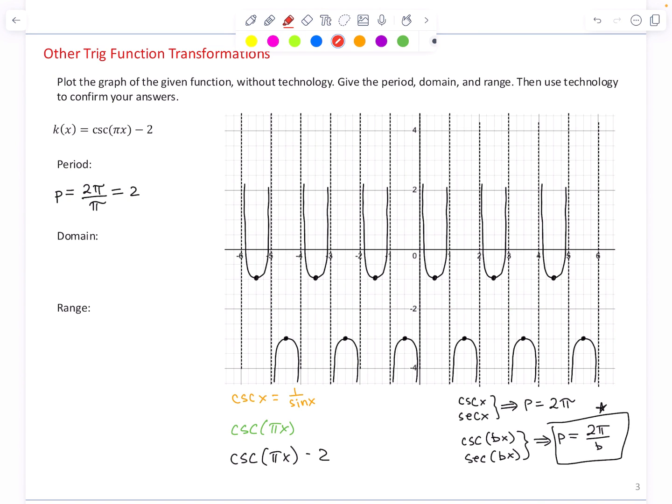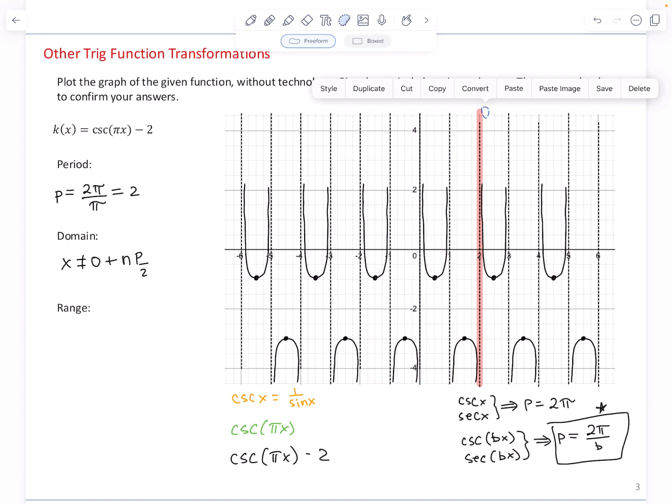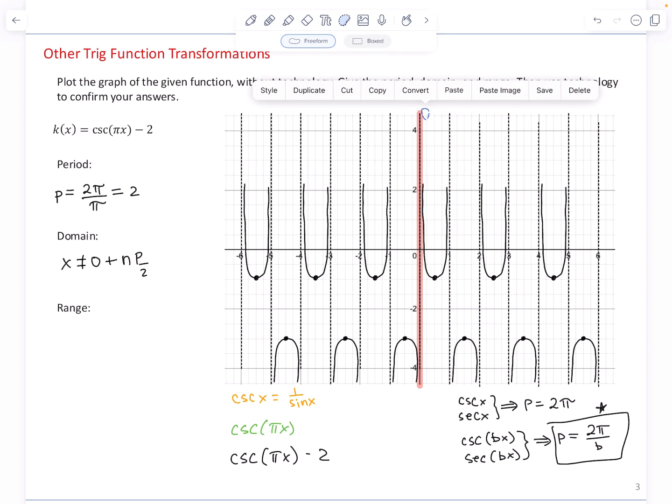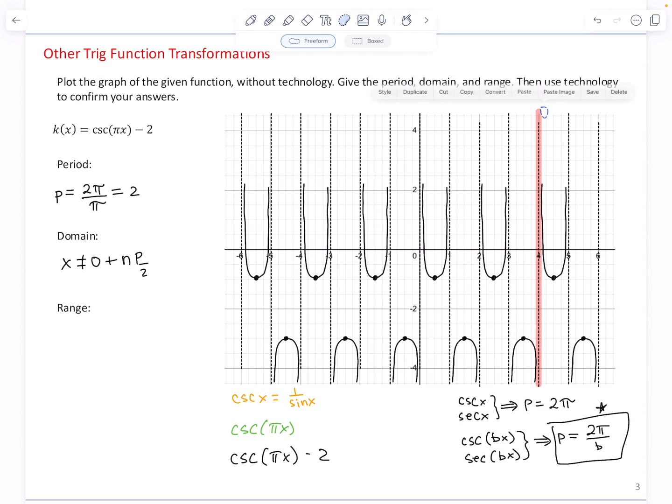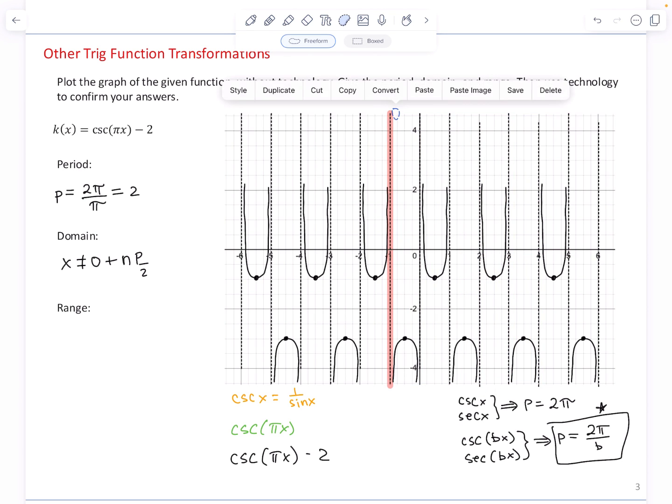To describe the domain, find any asymptote. Doesn't matter which one you focus on. Let's focus on this one here. So x cannot be 0, and then we cannot go multiples of half of the period. One period to the right takes you here. It skips an asymptote. To make sure you include all the asymptotes, you need to go over half a period to get this one, and then the other half of the period to get that one, and then continue that to get all of the asymptotes. And of course, you do this in both directions.